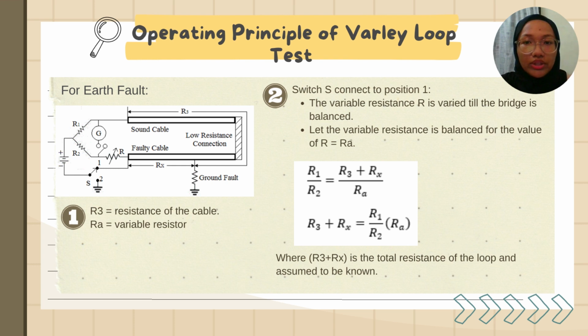So when we get the balance equation, the equation will be R1 over R2 is equal to R3 plus Rx over RA. And then we want to get R3 plus Rx as the subject, arrange it, and we will get R3 plus Rx is equal to R1 over R2 times RA, where R3 plus Rx is the total resistance of the loop and it is assumed to be known, which means it has a value.